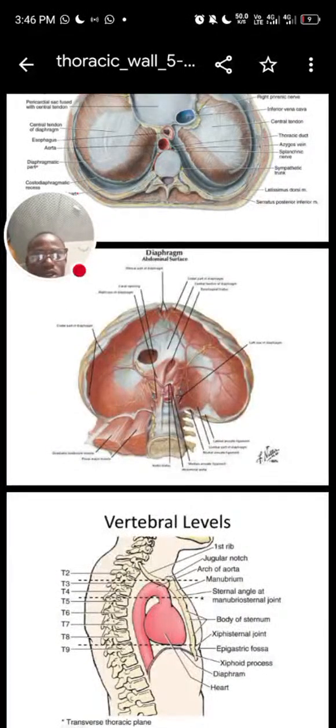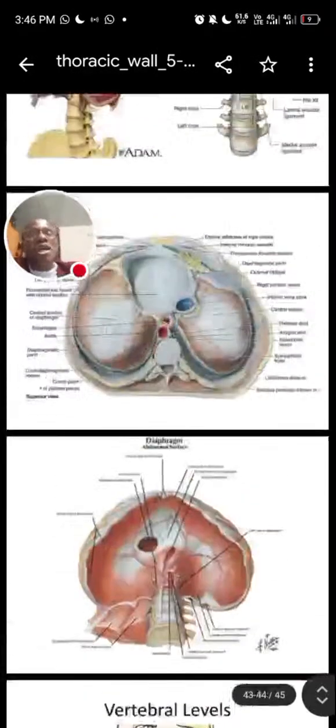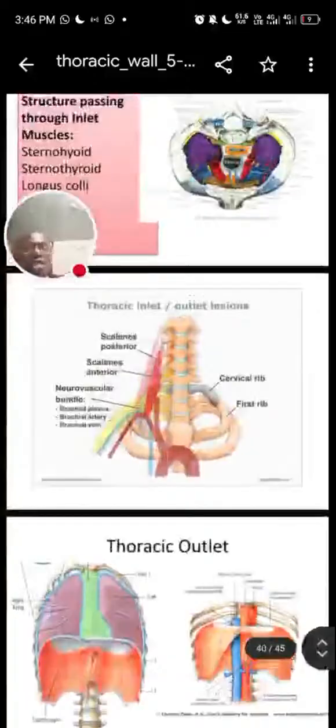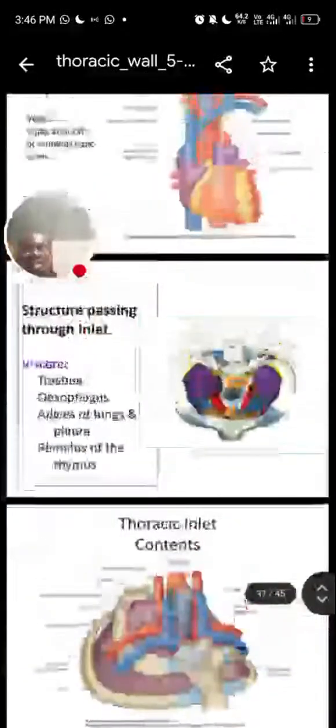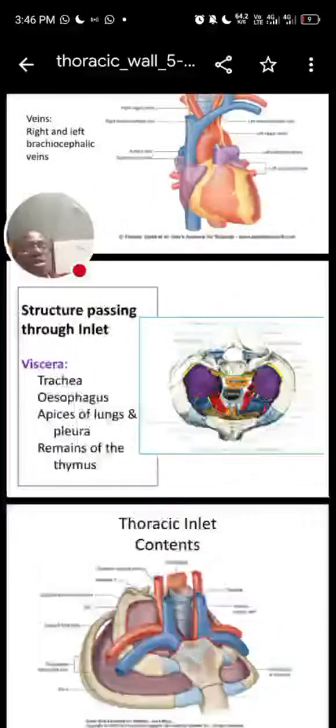What are the structures that you have at the vertebral levels? Between T9 and T5, you have the heart. Between T9 and T4, you have the diaphragm. That's what we'll be looking at when we come back. Thoracic outlet, vertebral levels, and then the next thing we'll look at is venous return.